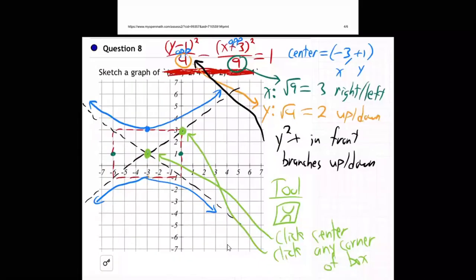So one more time, how does this work? You just take the opposite of what's next to x and the opposite of what's next to y to find the center. Mine was back 3, up 1. And then from that center, you take whatever's underneath x, the square root of it, 3, that's right and left from the center. And whatever's underneath y, square root of it, 2, that's up and down from the center. That makes the box. Fill in the diagonals. And then if y is in the front and positive, y squared, that's branches up, down. If x squared is in the front, it's branches right, left. So I had up, down, and then you put the branches from the middle of the box going up and down, or if you had right, left, the same thing. There we go.